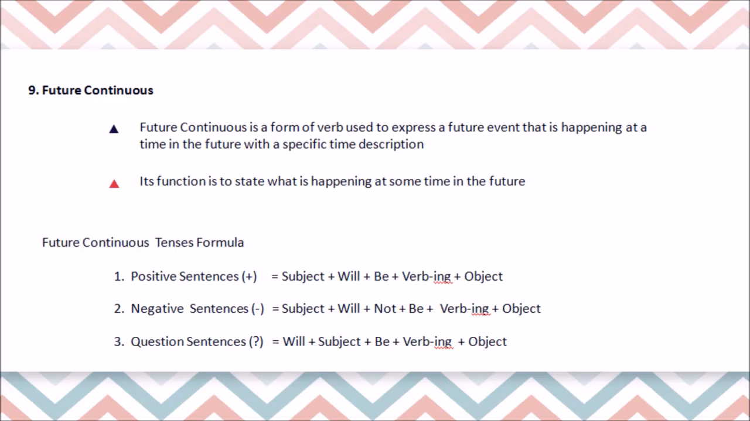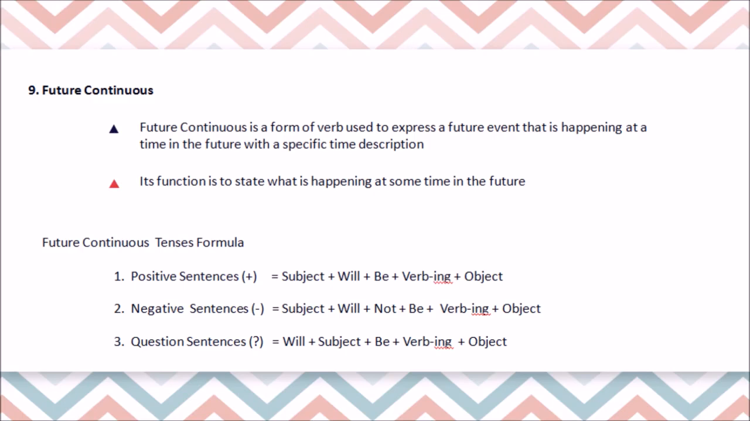Future continuous is a form of verb used to express a future event that is happening at a time in the future with a specific time description. Its function is to state what is happening at some time in the future.